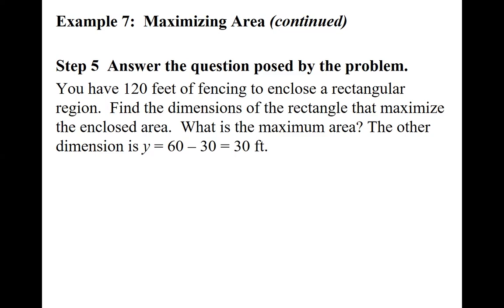So we found x equals 30, one dimension of the rectangle. y was 60 minus x. 60 minus 30 is 30. So the other dimension is 30. Does this check out? 4 sides, all 30. That's 120 feet. That works for perimeter. That must be the maximized rectangle.